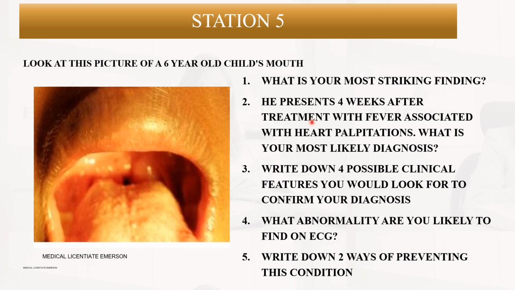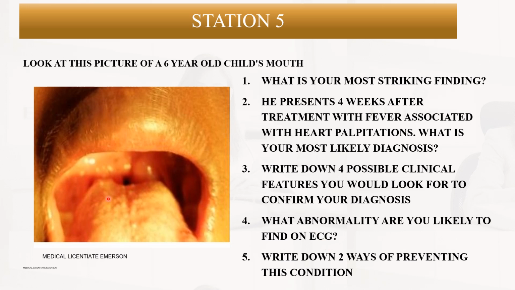Okay, so question 2 reads. He presents 4 weeks after treatment with fever associated with heart palpitations. What is your most likely diagnosis? Question 3, write down 4 possible clinical features you would look for to confirm your diagnosis. Question 4, what abnormality are you likely to find on ECG? Question 5, write down 2 ways of preventing this condition. So these are the questions.